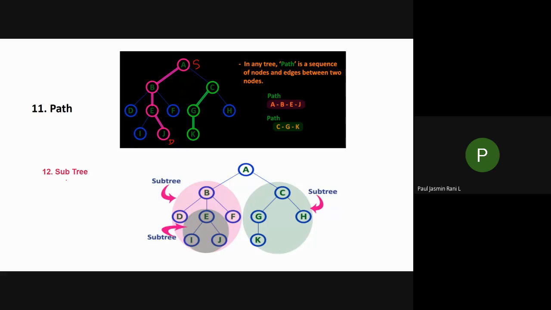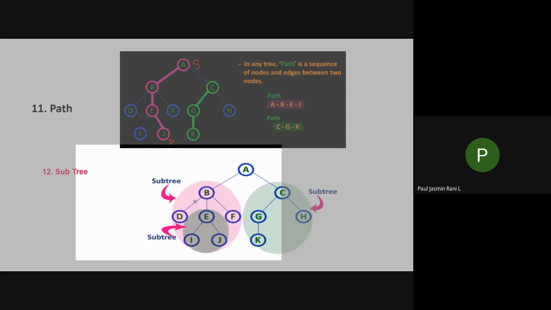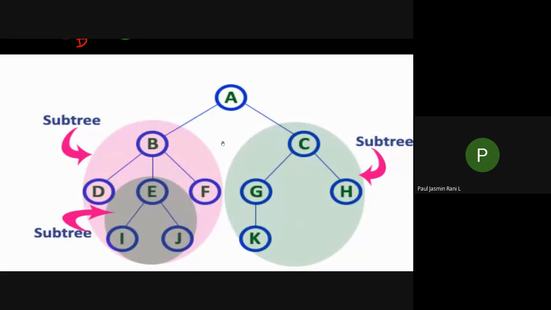This is the last term which is used in the tree data structure. Subtree is nothing but your sub branches. If I see this tree diagram, for this root node A, I have two branches, the left branch and the right branch. This pink shaded part is called a subtree of A. Similarly, this green shaded part is another subtree of the A node.